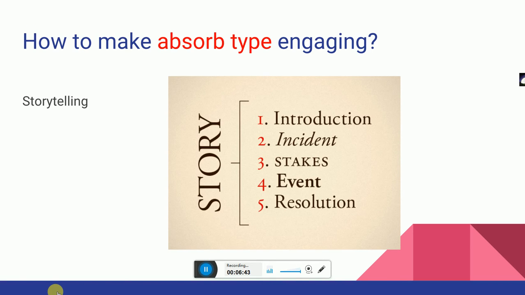Another important way to make our online content engaging is through storytelling. Storytelling entails these five steps: the introduction, the incident or the rising action, then the stakes, and then the event or the climax of the event, and then finally a resolution.